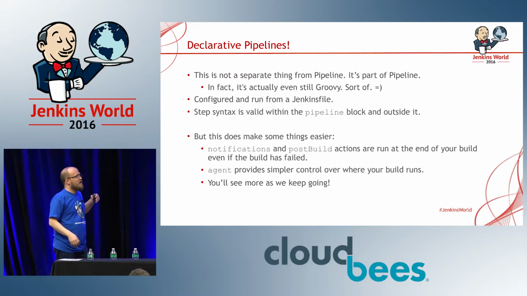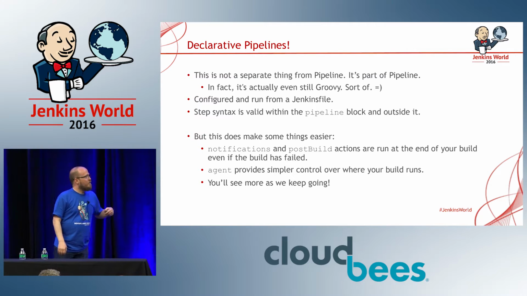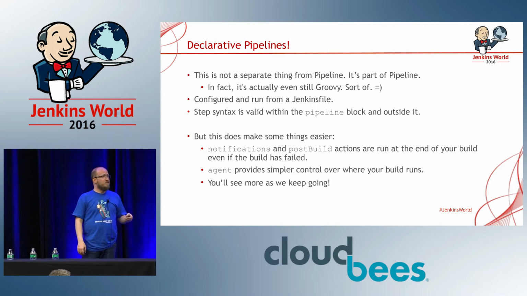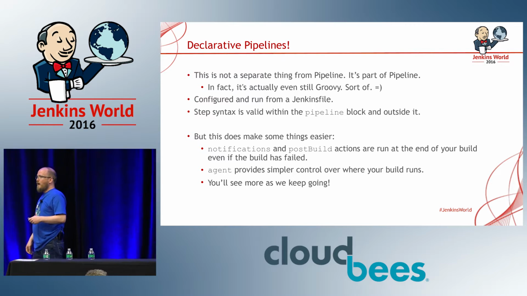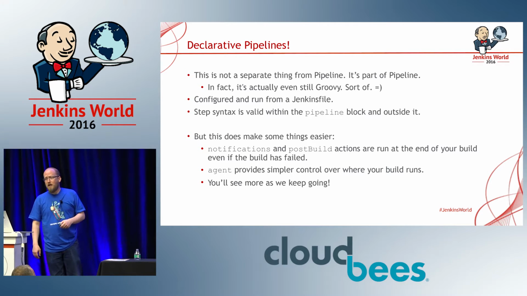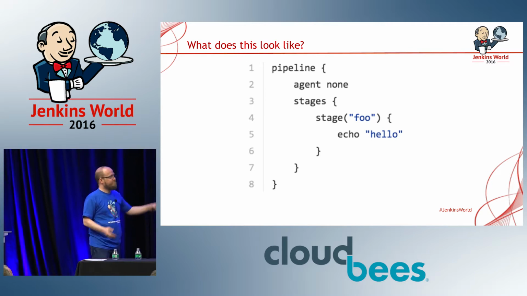Agent provides simpler control over where your build runs by providing some abstraction layers above choosing the Docker image, or eventually building a Docker file and then running in that container. And you'll see more of these sections and the value that they provide as we go on further in the talk. So what does this look like? It looks like that.